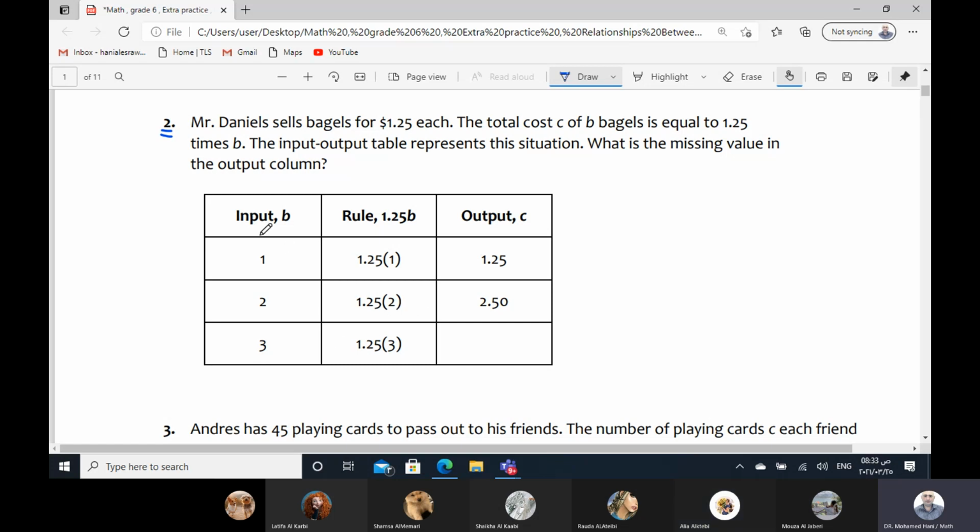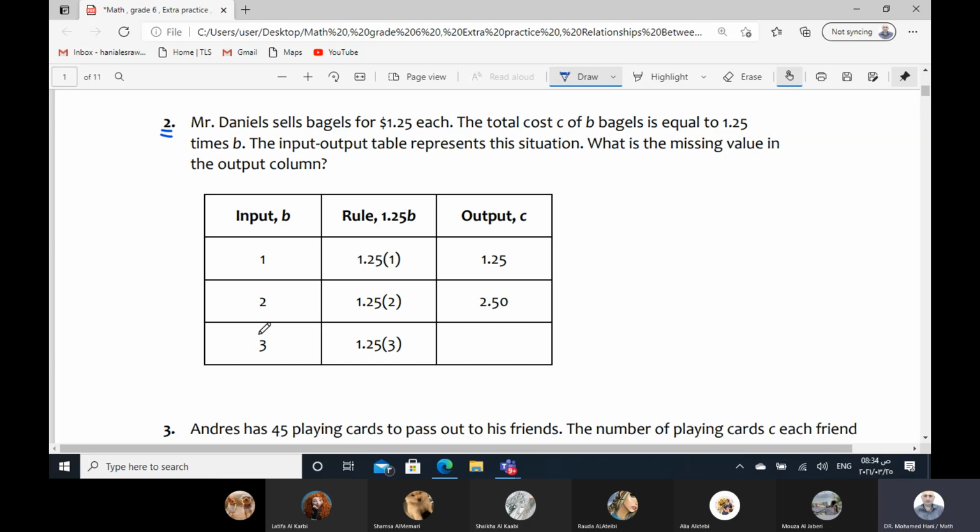In this table, as you see here, we have the input represented by B. We have the rule. The rule says 1.25 times the value of B. And you have here the output C. So when you have the input 1, put the value of B as 1, meaning 1.25 times 1 equals 1.25. When you have the value of B as 2, use the rule 1.25 times 2 equals 2.50. Now we have this missing value here.